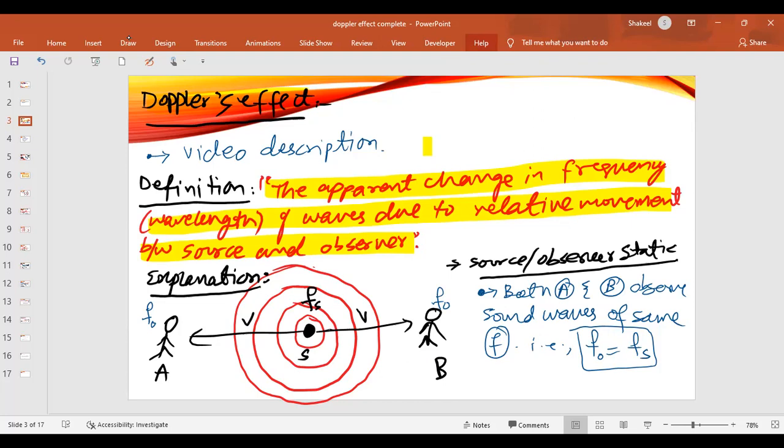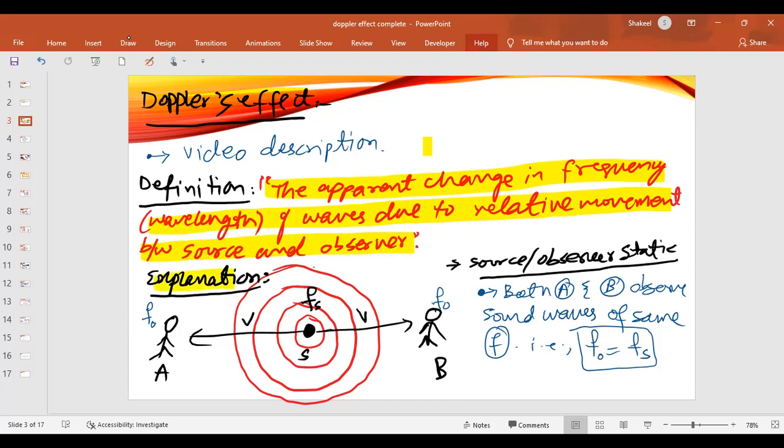So the same is the Doppler effect. When the object is moving and it is producing some wave, the observer who is observing that wave will feel that the frequency and wavelength of the wave reaching him are different from what they actually are.